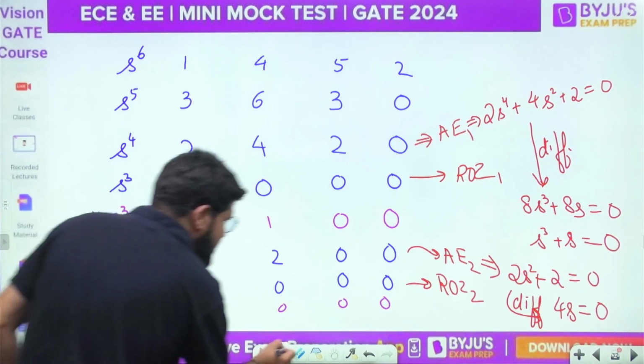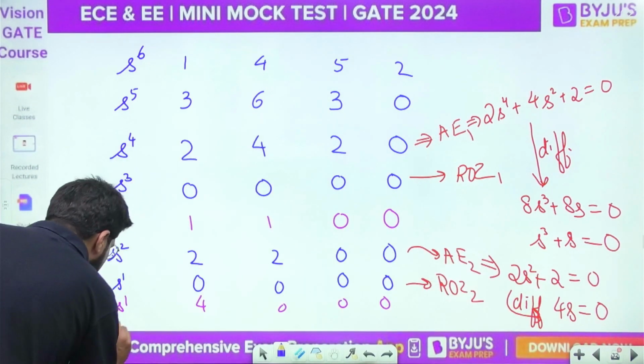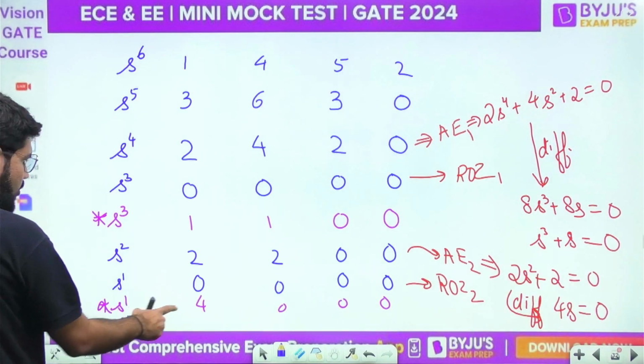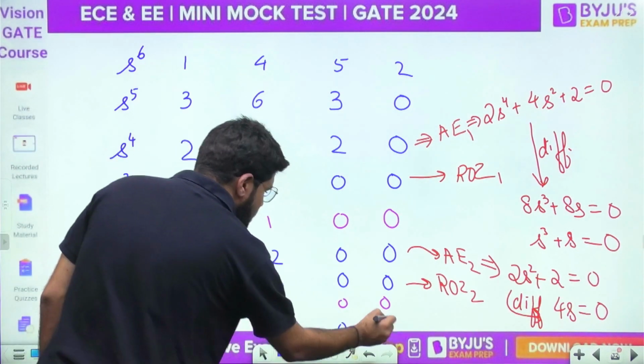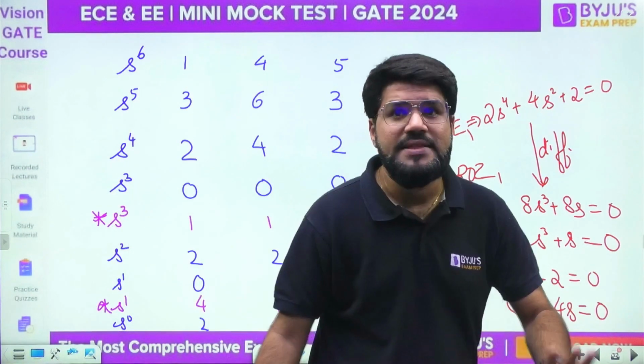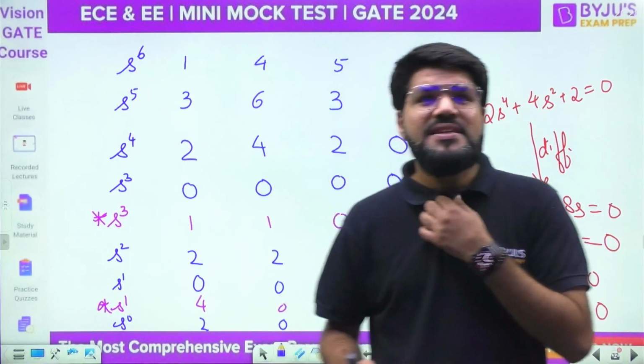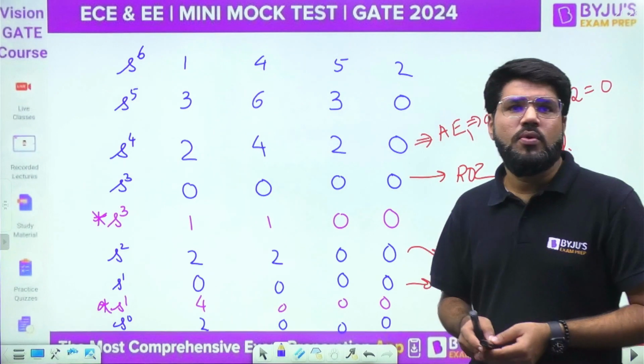Finally, the s power 0 row. To conclude the route array, the s power 0 row. So how much is it? 4 into 2 divided by 4, 2 and then 0, 0, 0. How many sign changes? No sign changes. So is the system stable? It will not be.